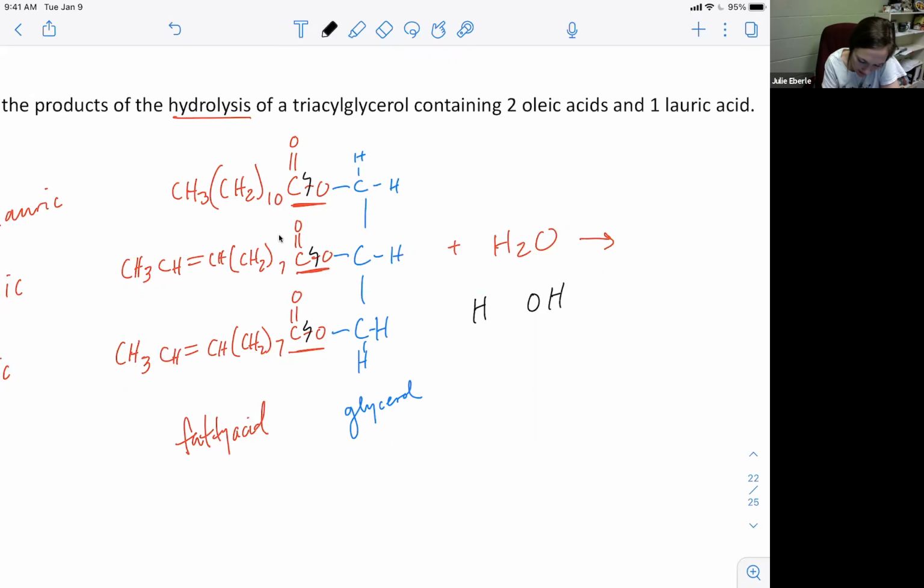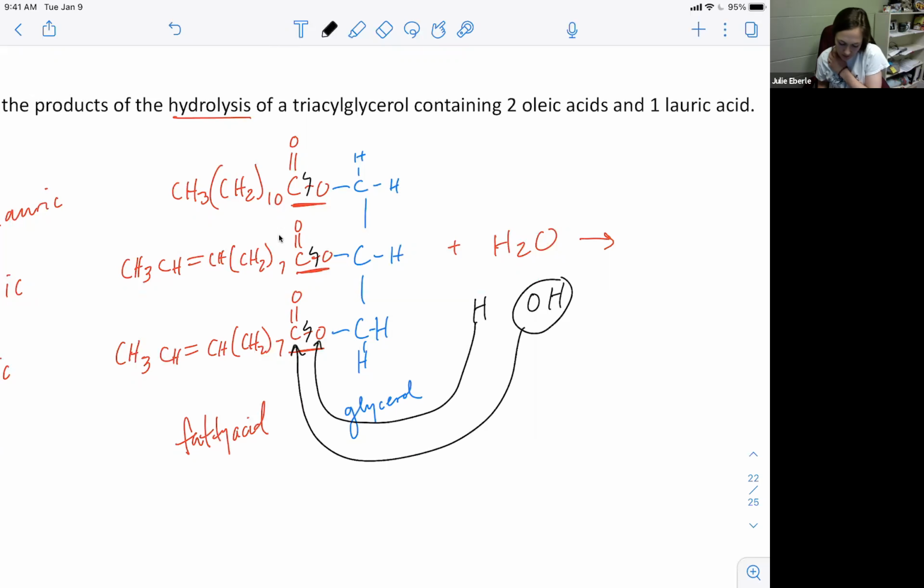Okay, so in this case, the OH is going to come in and bind to the carbon, and this is going to happen 3 times. The hydrogen is going to bond to the O from glycerol. And that's going to happen with every single fatty acid.